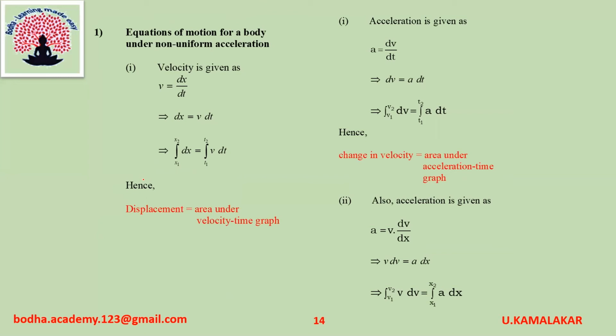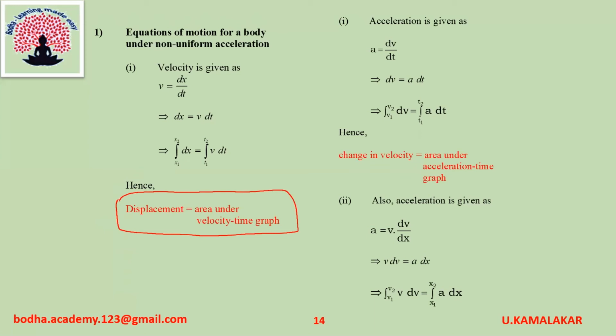We know that instantaneous velocity is given as v = dx/dt. This equation can be expressed as dx = v dt or integral dx from x1 to x2 is equal to integral v dt with limits t1 to t2. Hence, magnitude of displacement is equal to area under velocity time graph.